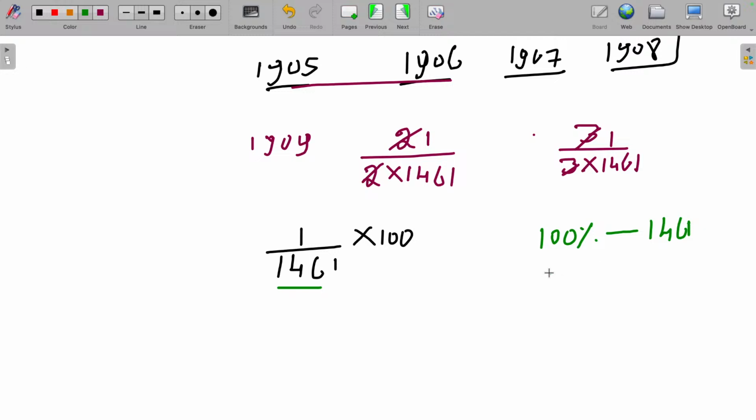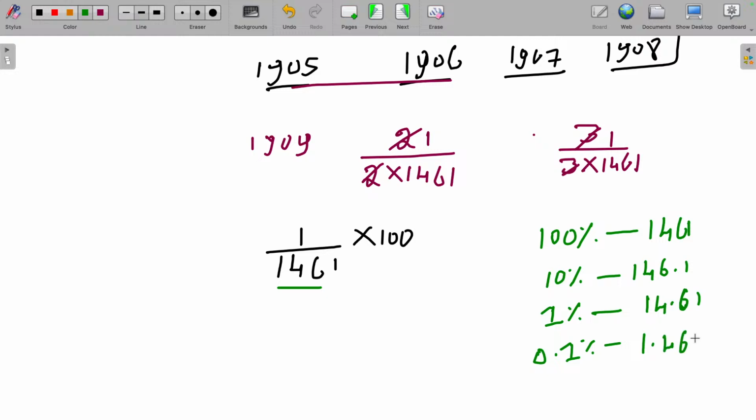Yes, sir. What is 10 percentage then? 146.1. Is it clear? Yes, sir. What is 1 percentage? 1 percentage will be 14.61. Is it clear? Yes, sir. Now tell me, 0.1 percentage is how much? That is 1.461.